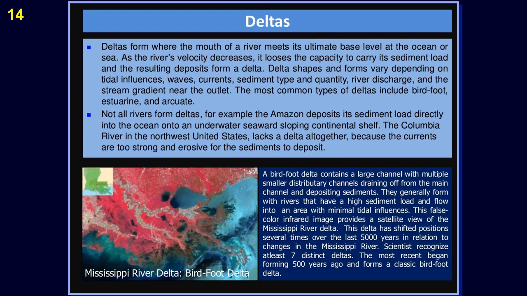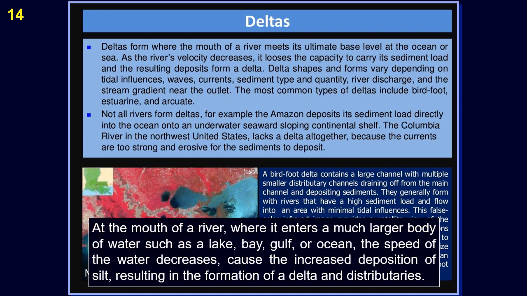At the mouth of a river, where it enters a much larger body of water such as a lake, bay, gulf, or ocean, the speed of the water decreases, causing the increased deposition of silt, resulting in the formation of a delta and distributaries.